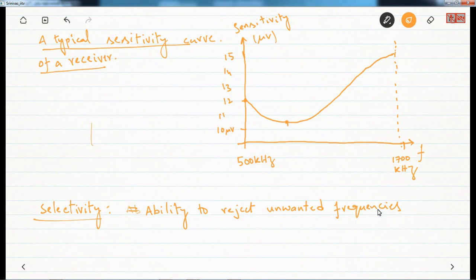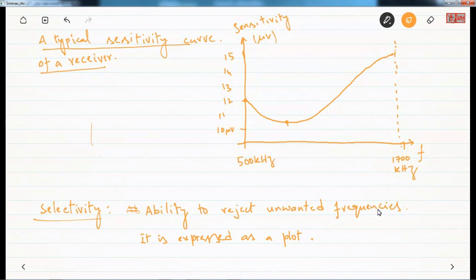So we'll similarly see how do we measure it. The measurement process is very similar to what we did in measuring the sensitivity, and it is also expressed as a curve, as a plot. So let us see one such plot. It's something like this.